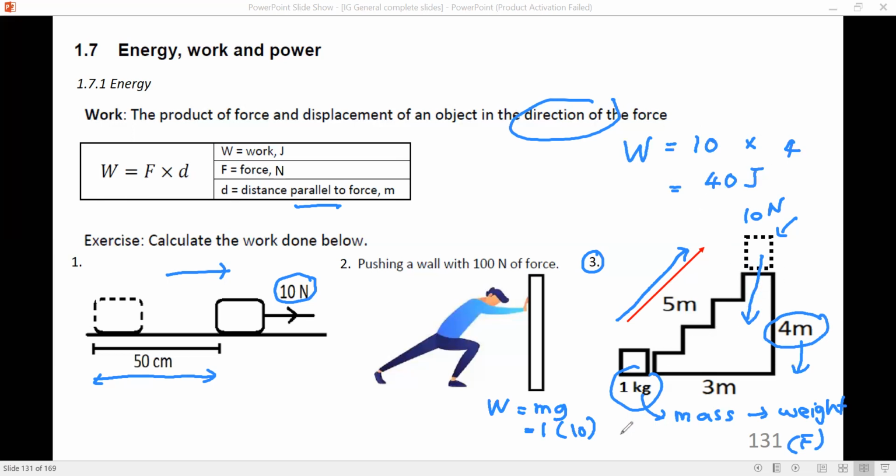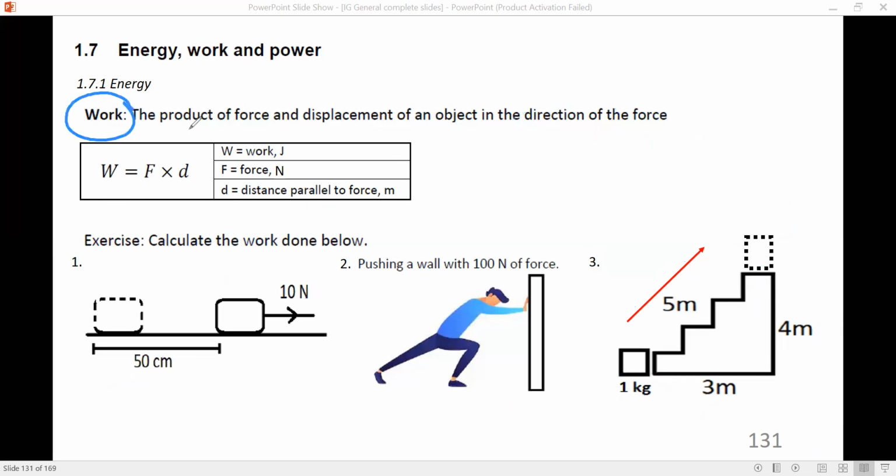In conclusion, work done is the product of force and displacement of an object in the direction of the force. The formula is force times distance that is parallel to the force, and the unit for work done is joule. Make sure to use the unit joule: everything from the force has to be in Newton and the distance has to be in meter. Then only you can get the work done in joule.